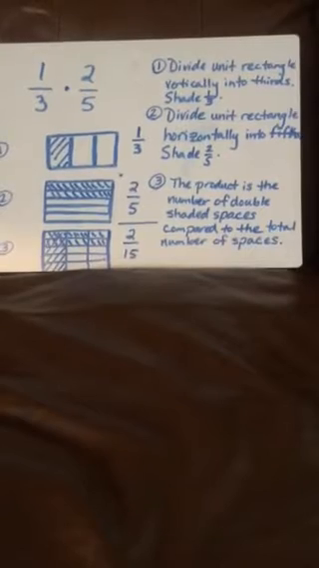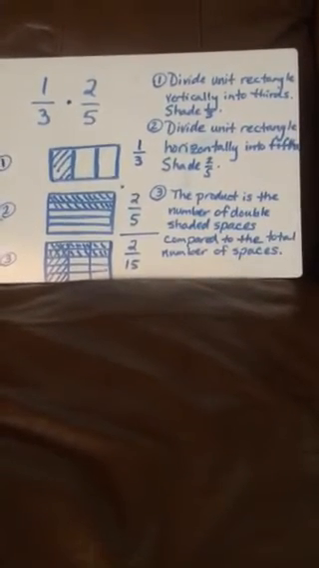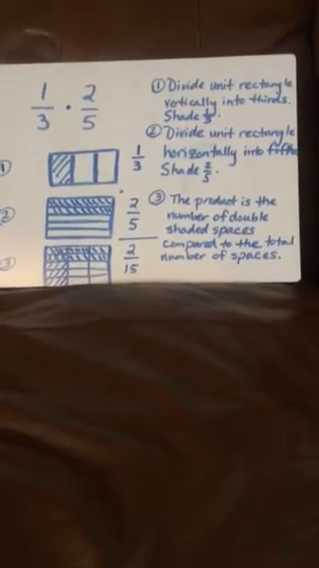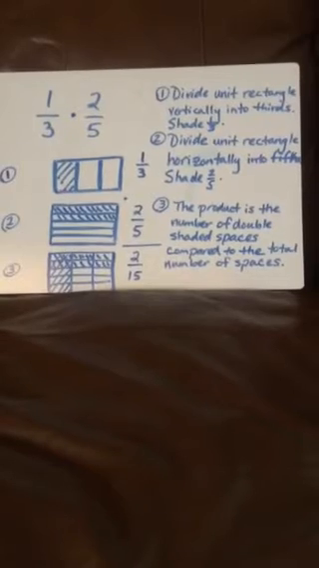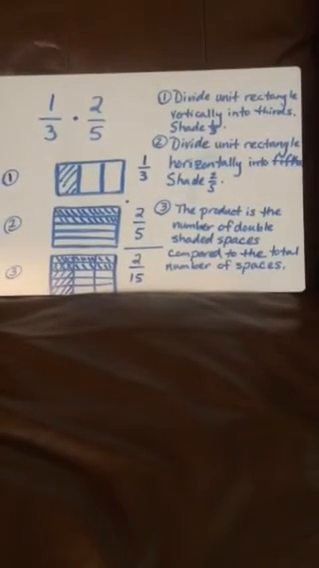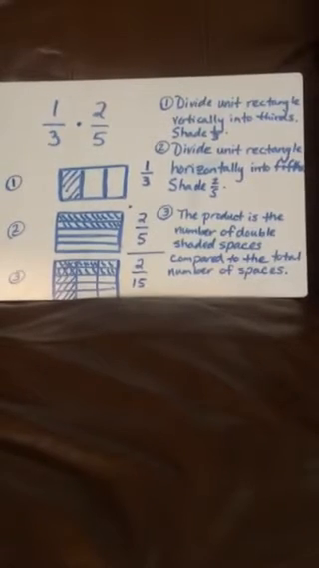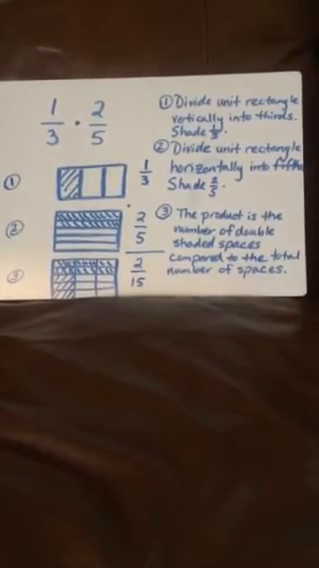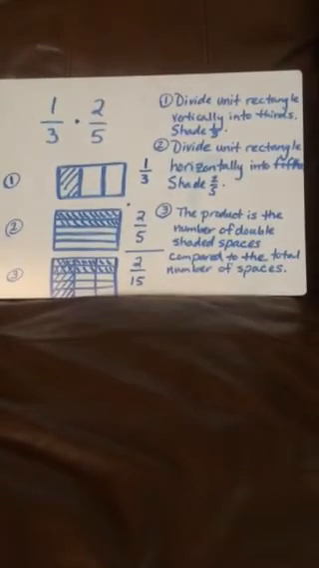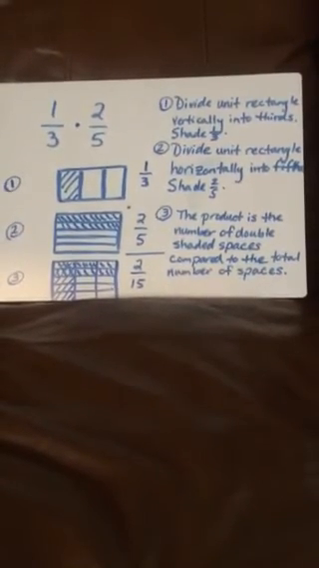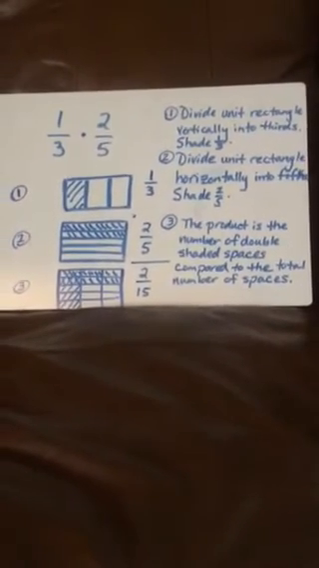Okay, and I've separated this into a few easy steps. First we're going to divide the unit rectangle vertically into thirds, because 1/3 is the first fraction that I'm multiplying. And I'm going to shade 1/3 of that unit rectangle. Now separately, and we don't normally do this separately, I'm going to make another unit rectangle, and I'm going to divide that horizontally into fifths. I'm going to shade 2 of those 5 pieces.